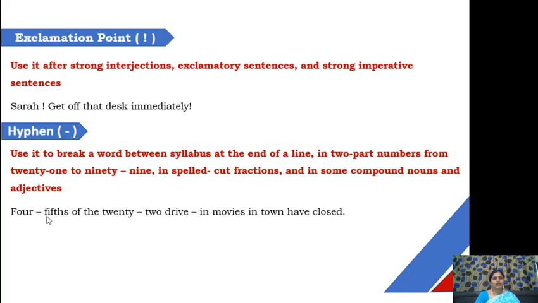Like we have used a hyphen to show that four-fifths of the twenty-two drive-in movies in town have closed. Here also we have two parts, drive-in movies, in spelled-out fractions and in some compound nouns and adjectives also. What kind of movies? Drive-in movies, and drive-in is an adjective. So this is where we have used a hyphen.